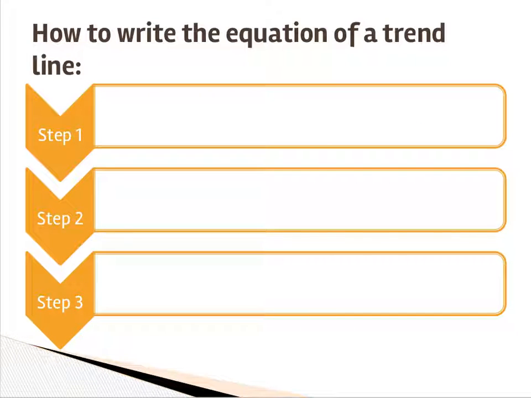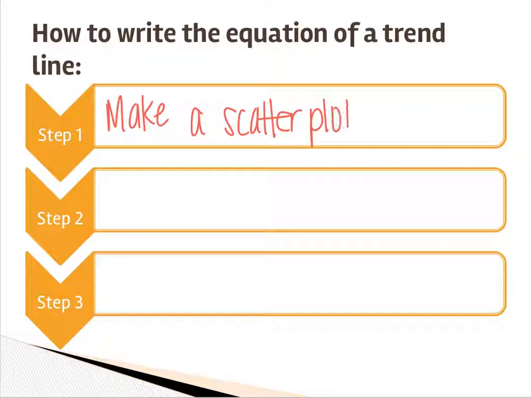Okay, the next thing we're going to do is write the equation of a trend line. A trend line is a line that best shows the trend of the data in your scatter plot. So the first thing we want to do to draw a trend line is, of course, make our scatter plot. And you have to have a certain set of data, so we're going to say with the data.